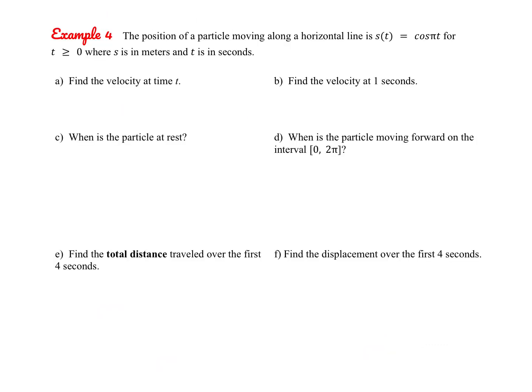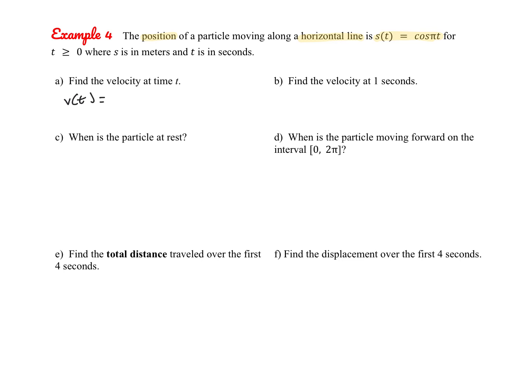All right, let's try one more together. So here we are given a position function of a particle that's moving along a horizontal line. So here's our position function right here. So we're going to start by finding the velocity at time t, which is just the derivative of our position function. So we will need to do the chain rule here.